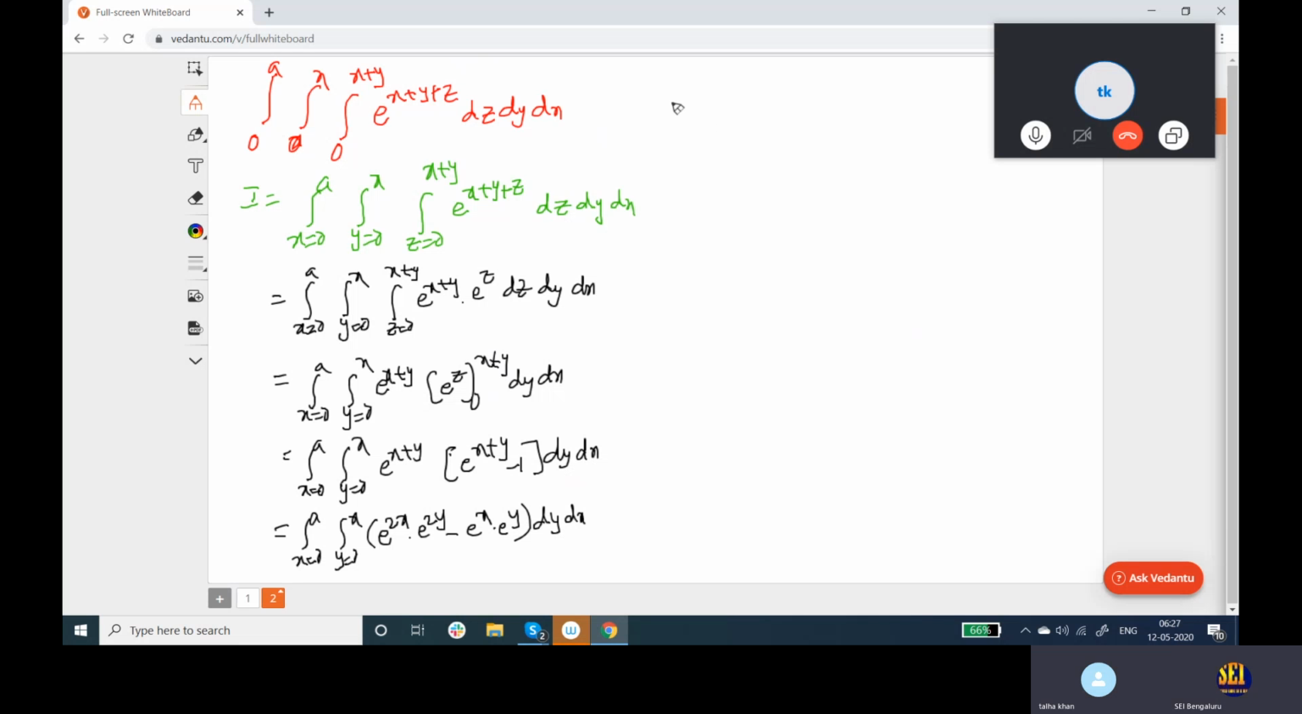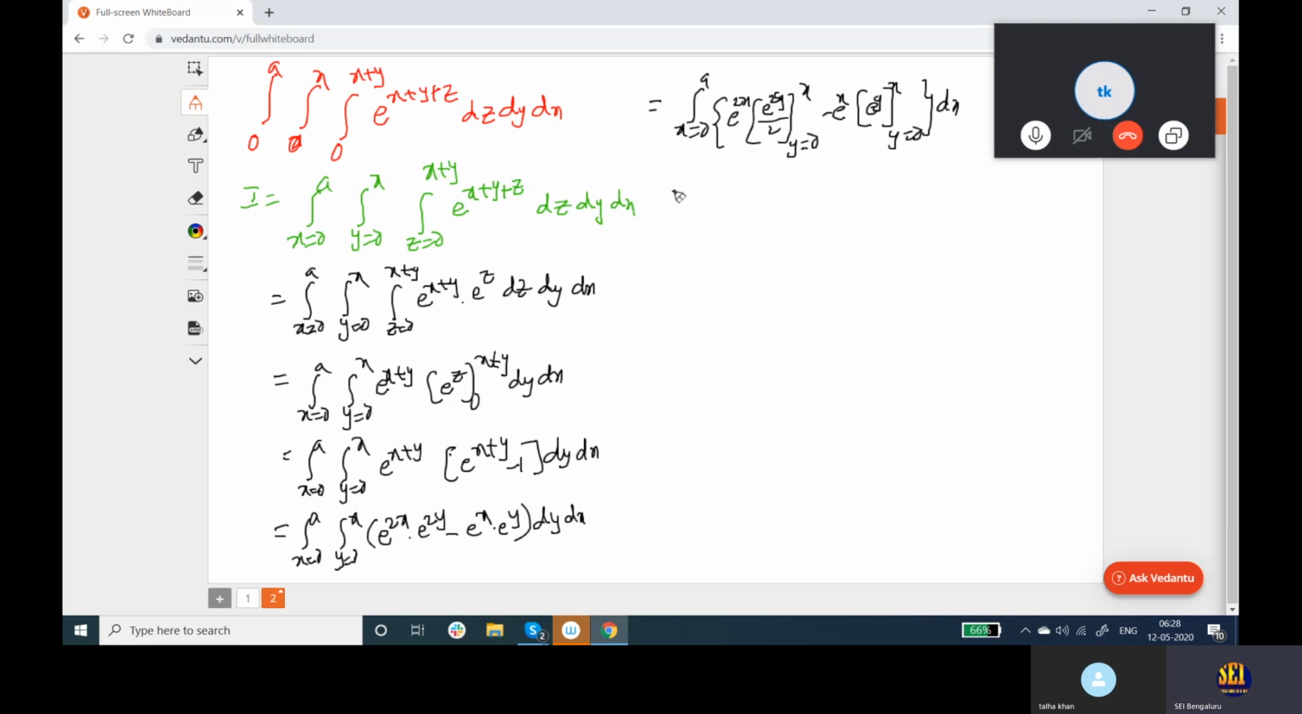Fine. Now that is equal to integral x is equal to 0 to a, e power 2x e power 2y by 2, y is equal to 0 to x, minus e power x e power y, y is equal to 0 to x into dx. Yes. Correct.